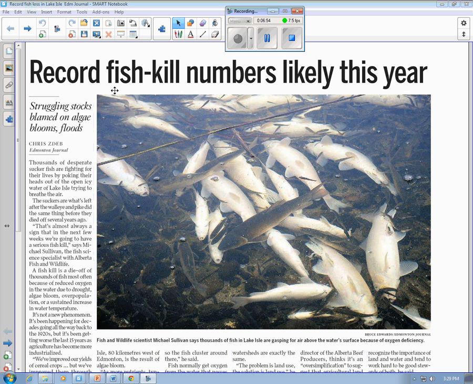The last thing we did was just look at an article from the Edmonton Journal, and it simply is showing that fish are dying in Lake Isle, largely because of the lack of oxygen levels, and in this one it was an algal bloom that created it, but it just shows you a lake that's largely undergoing eutrophication. Answer question number 5 on page 122 to check your understanding for this topic.